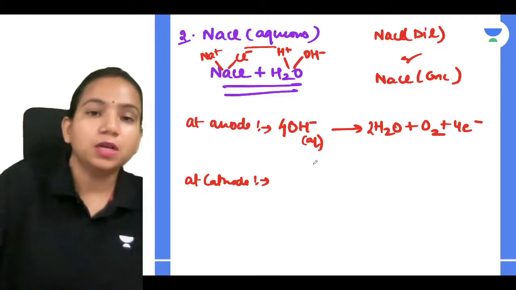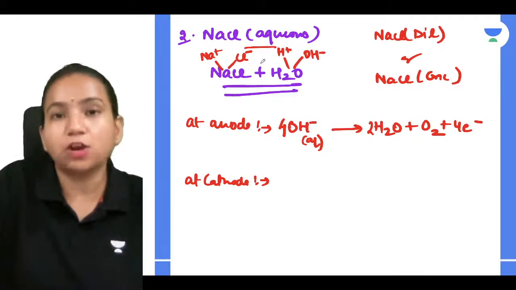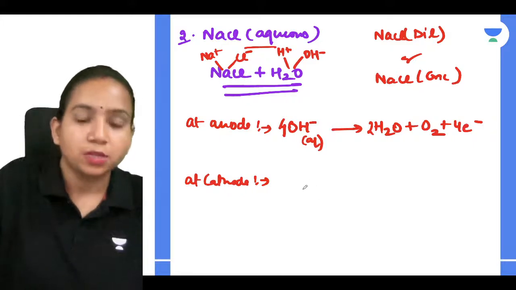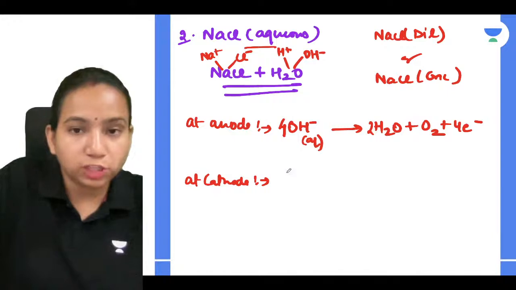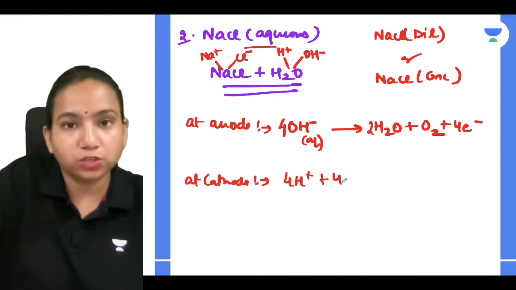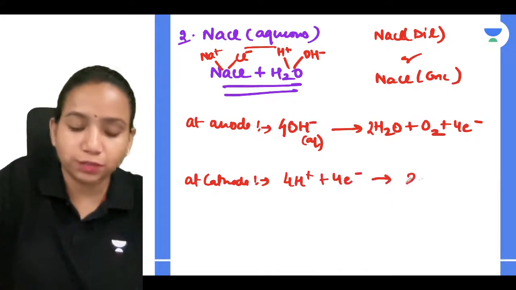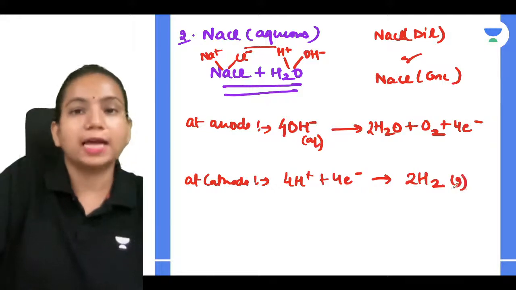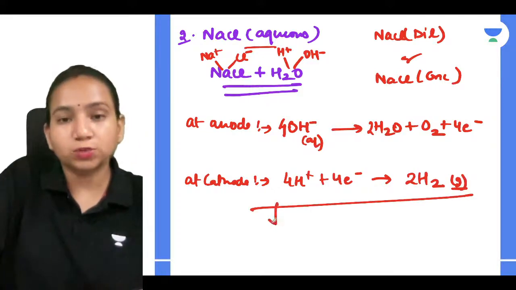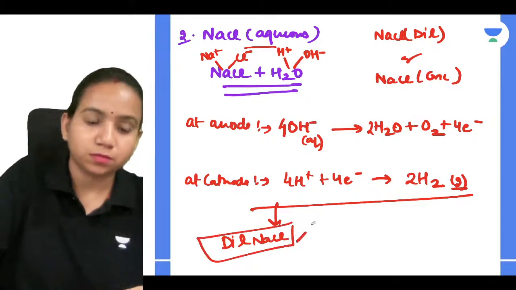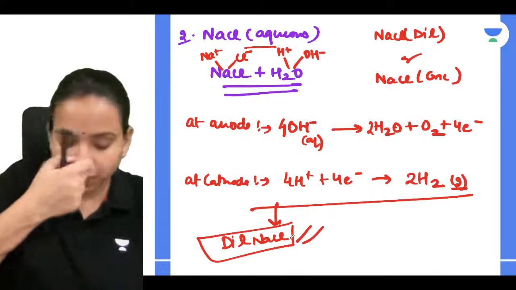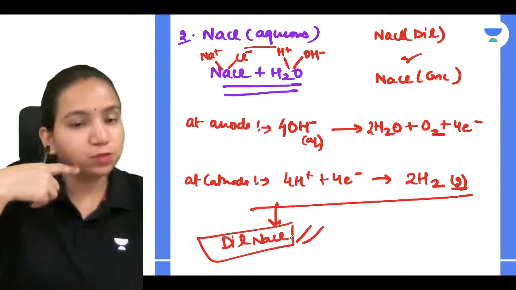It's very simple. You will be getting at cathode, instead of sodium, hydrogen. So what reaction occurs over there? You will have the 4H plus ions, they will be gaining 4 electrons and they will be giving you 2H2 gas. So this is what occurs when you take the dilute NaCl.